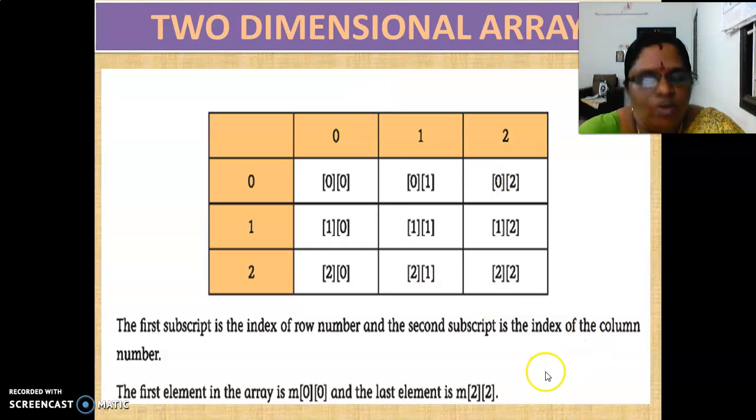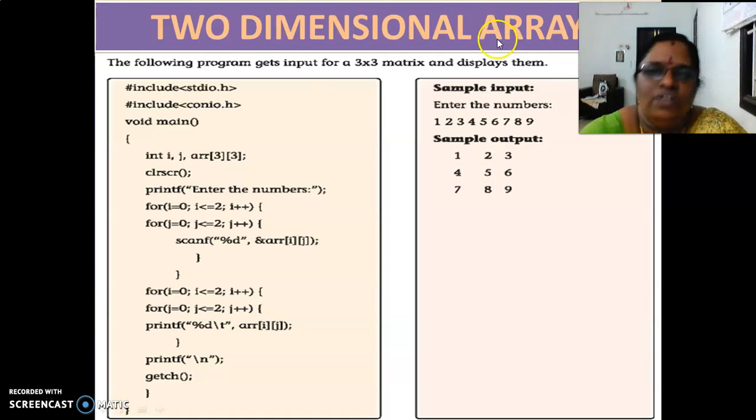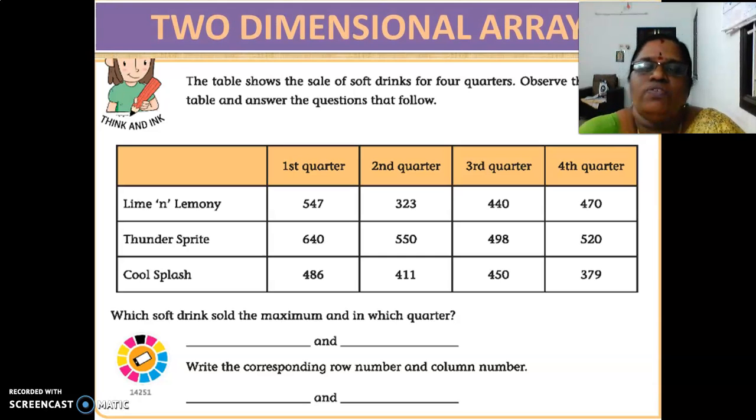Clear with the two-dimensional arrays? So, for two-dimensional arrays, you want to have two for loops. See here, two for loops. The following program gets the input of a 3×3 matrix and displays it. We are using two for loops to enter the numbers, and using this, we are going to print it.